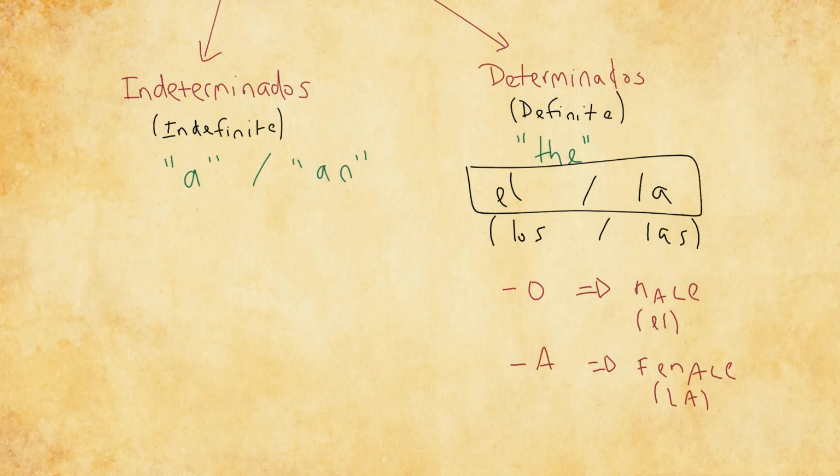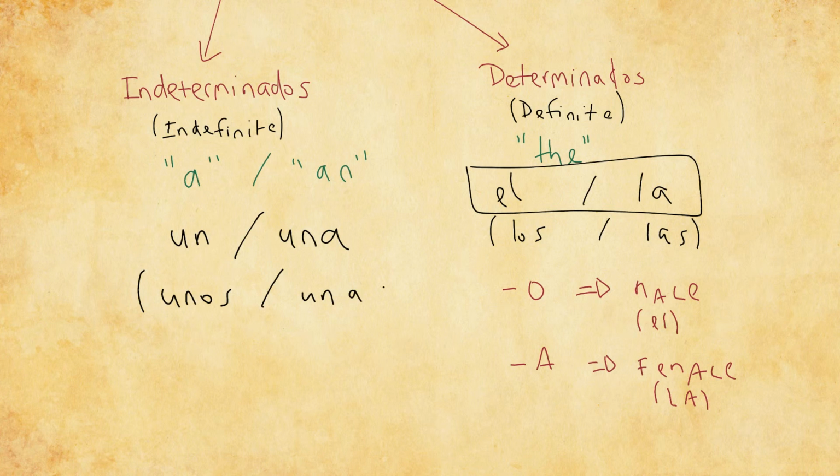So an indefinite article for a male object would be un, and for a female object, una, and for the plurals, unos and unas. So if I were to come back to the example sentence I gave you, I gave my brother a book, the Spanish version would be di un libro a mi hermano. Un libro, because it's a male object and it's an unspecified object, so un. I would do the same thing with una if I were talking about a feminine object.